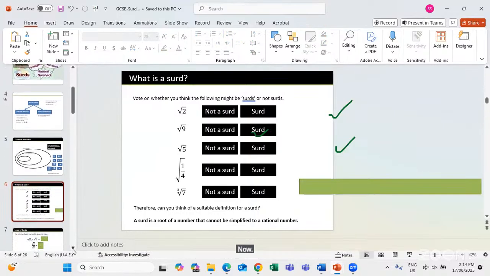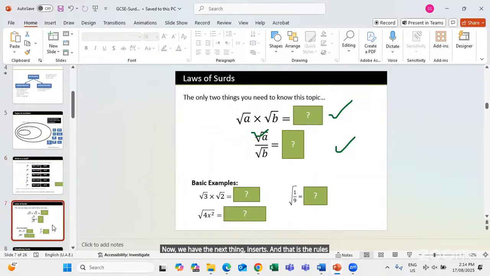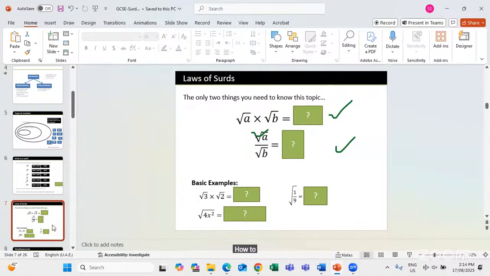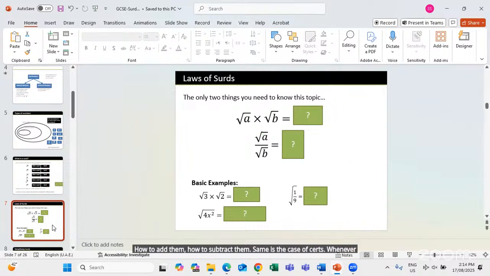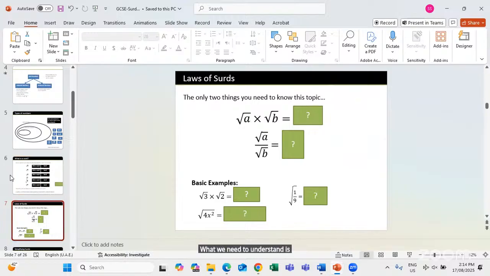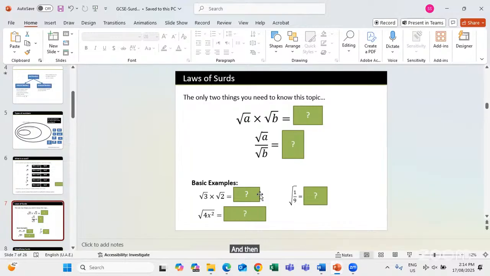Now we have the next thing in surds, and that is the rules related to the surds. For example, if we learn about integers in maths, then we learn about how to multiply them, how to divide them, how to add them, how to subtract them. Same is the case of surds. Whenever we learn a new kind of number, what we need to understand is the definition of that particular kind of number, and then operations on that number. So now we are going to work on the surds.